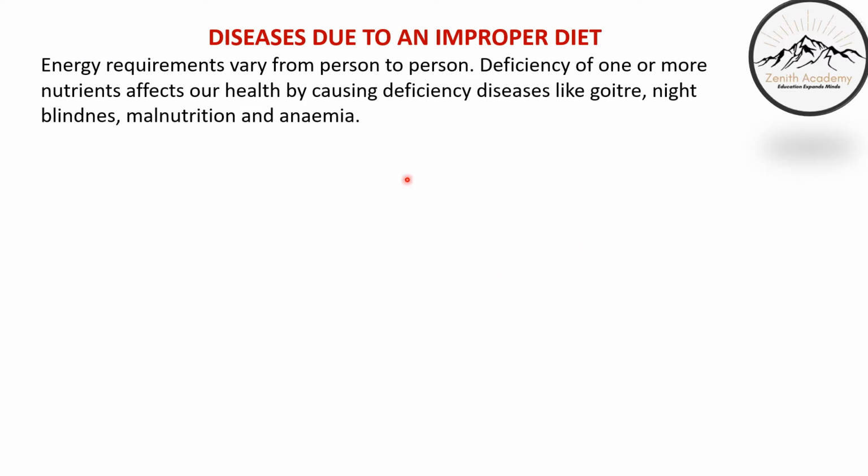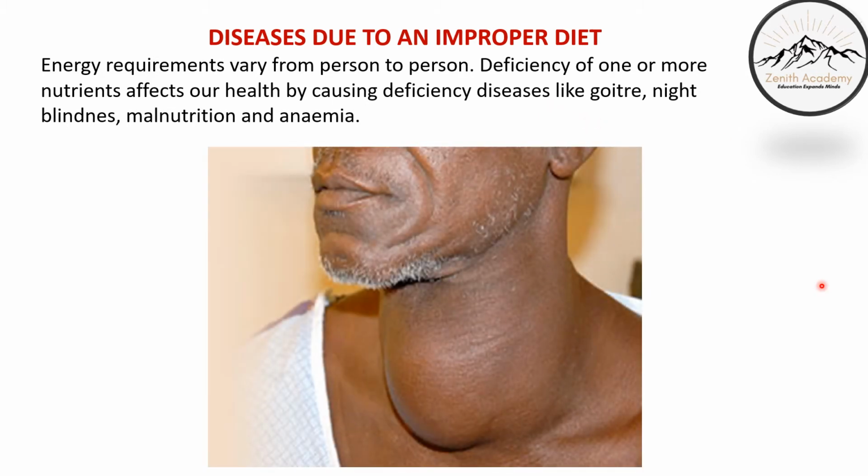Now, my dear students, there are many diseases which are caused due to an improper diet. Energy requirements vary from person to person, we already know this. Now, deficiency of one or more nutrients affects our health by causing deficiency diseases like goiter. Can you see the swollen neck here? So, this is a deficiency disease known as goiter.